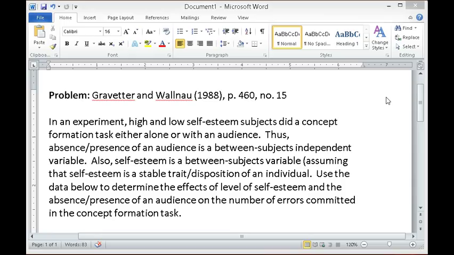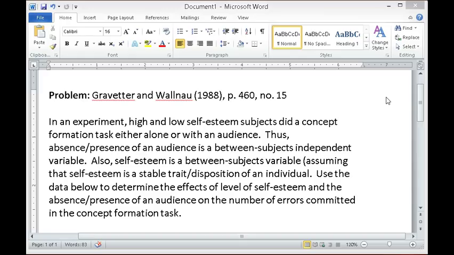But we also would like to know whether there's an interaction, and particularly in this case, I'm conceptualizing the presence or absence of an audience as my moderator, which means that if it's a moderator, then it is hypothesized to have an effect in the relationship between self-esteem and the number of errors. So maybe the impact of high or low self-esteem on the number of errors depends on whether or not there is an audience or there is no audience.